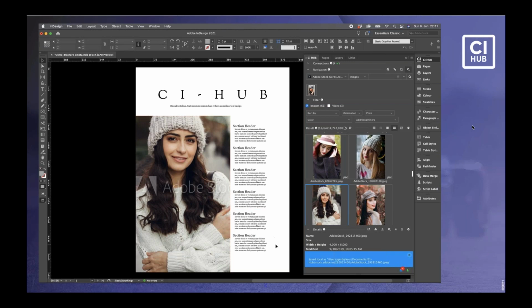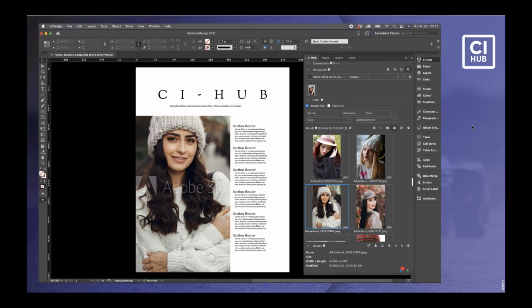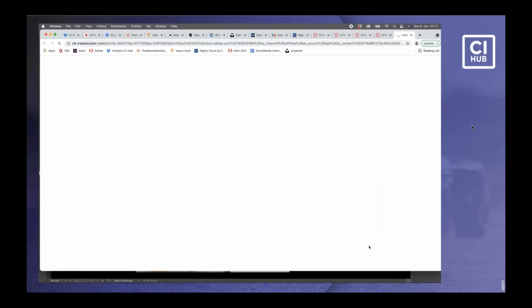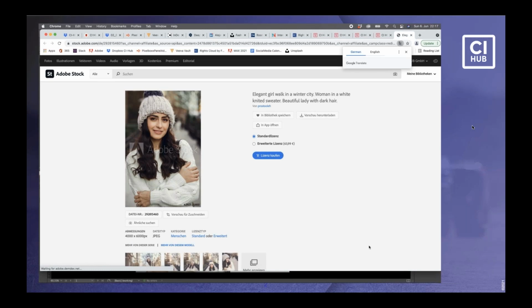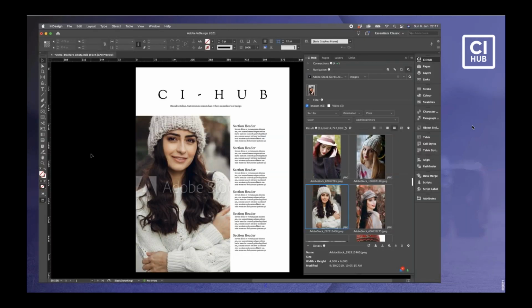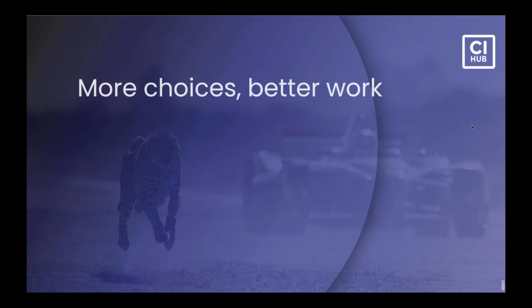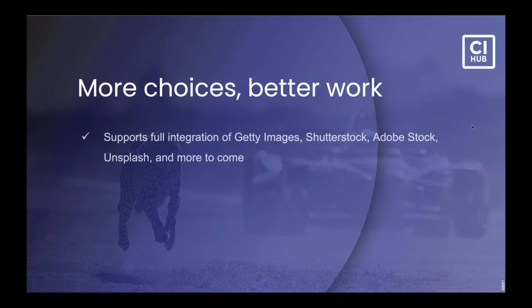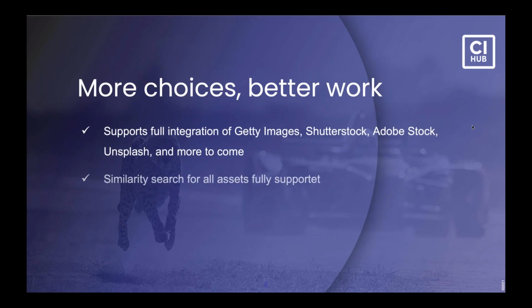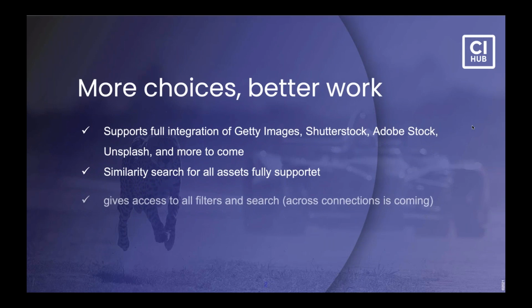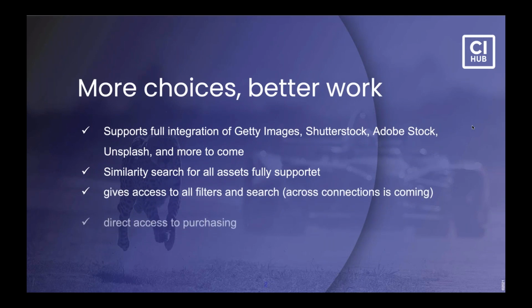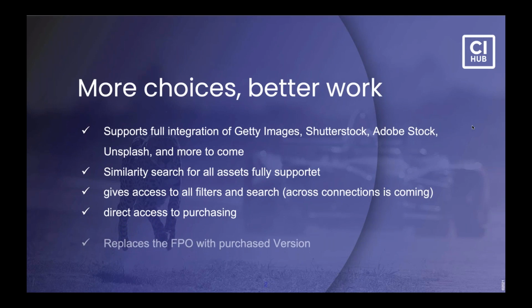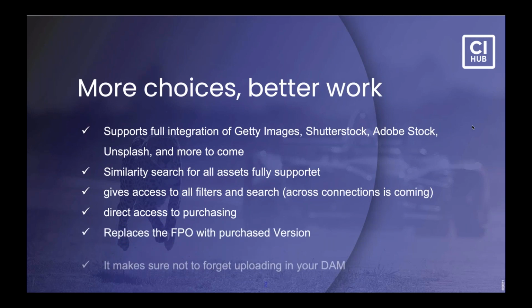So if you want to purchase the image, just click on the little button open in browser and you will be automatically linked to this image and you can buy it. So that's how to connect to stock provider and use images in Adobe InDesign. And we believe that, and that's one of the concepts, to have more choices is really important within the application. So for all of the stock providers, we already have Getty Images, Shutterstock, Adobe Stock, Unsplash. We are working with more.